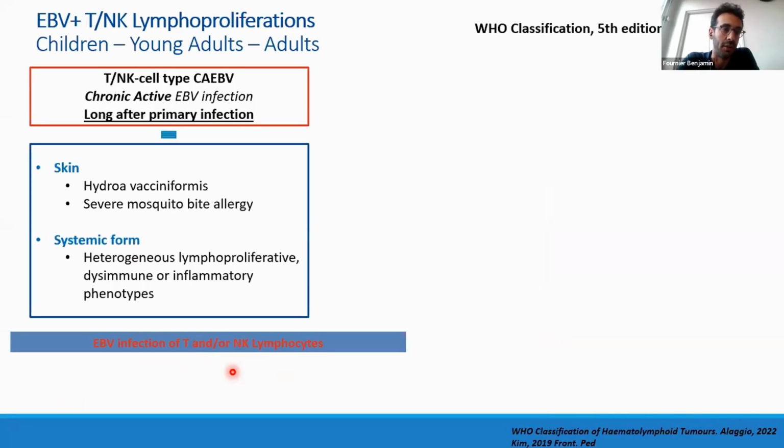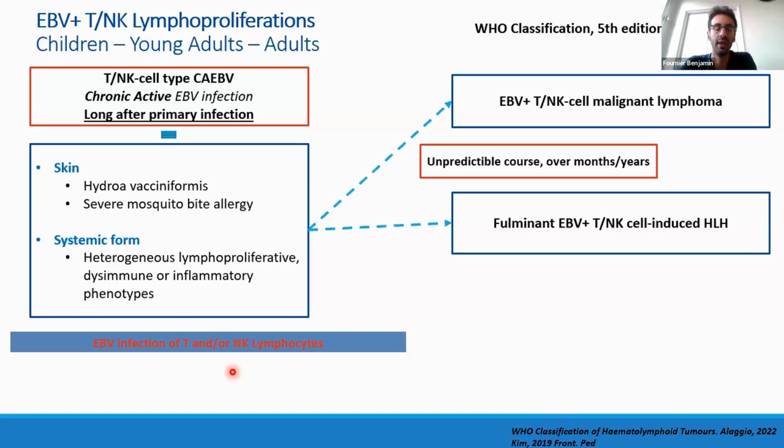There are two subsets, a skin subset, which encompasses hydroa vacciniforme and severe mosquito bite allergy, and a systemic form with heterogeneous lymphoproliferative disease, which can mimic immune or inflammatory phenotypes. And as we'll see, what is very difficult in these patients is that they have an unpredictable course, and they may be very well for months or years, and very suddenly they can develop fulminant T-cell lymphoma or fulminant HLH, and it's almost impossible to cure these patients at this time.